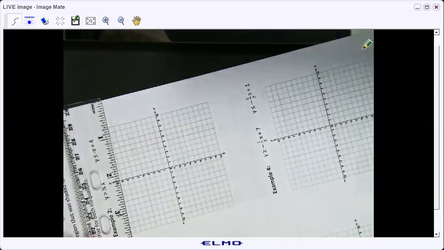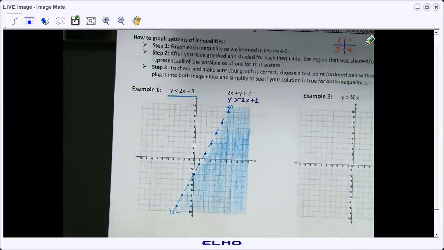If you want to try it and see if you can figure it out, that's fine. Okay, so that's my first inequality.